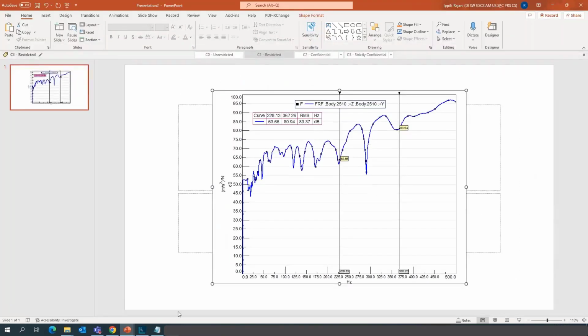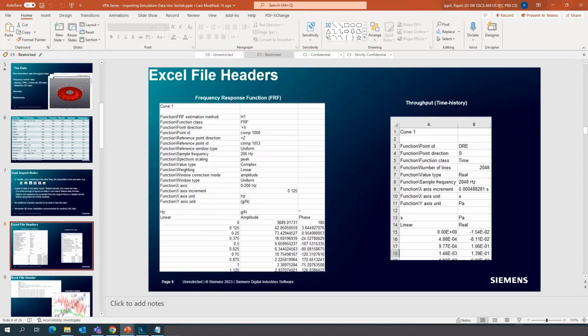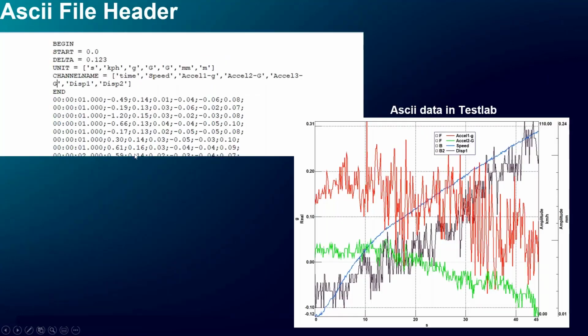Okay, so that is one thing. Now, if we go back to the presentation, like I was saying, for the Excel file, we need a certain header, but once we have that, data can be read in TestLab. And if there is an ASCII file, for example, an ASCII file can also be read, and we provide a header in the required format. Once we do that, the data can be read, accessed and plotted in TestLab and then used for further analysis. Let's say this is time history data.